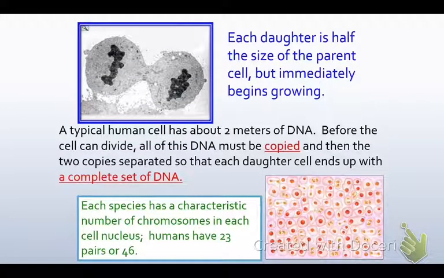Each species has a characteristic number of chromosomes in each cell nucleus. For example, humans have 23 pairs of chromosomes for a total of 46. If you were a chicken, you might have more, mice have less, and so on and so forth. But for humans, we have 23 pairs, which is the same as 46 chromosomes.